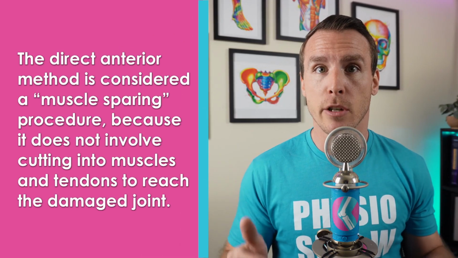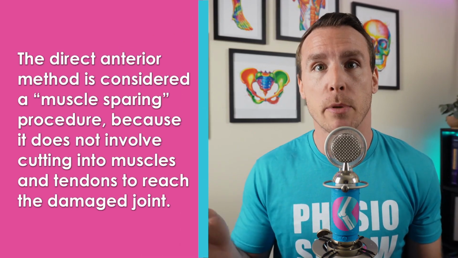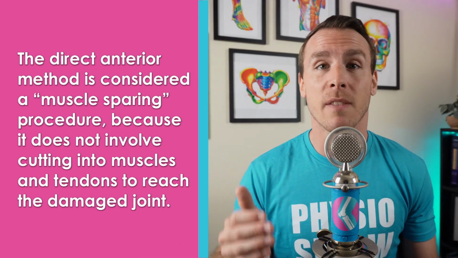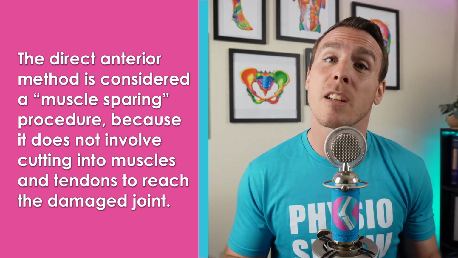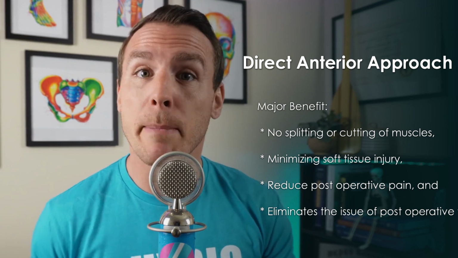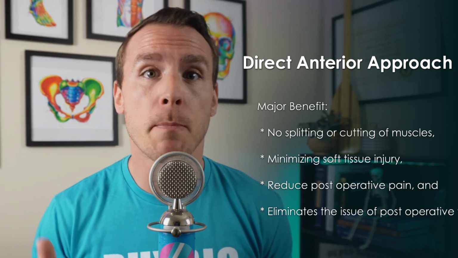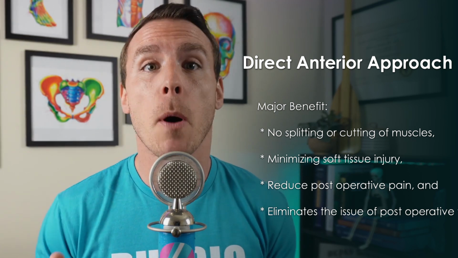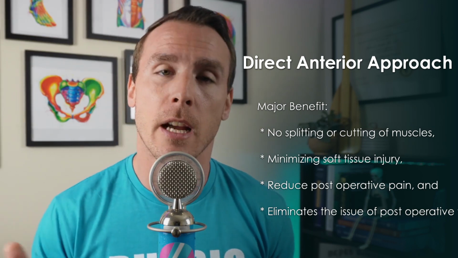So the direct anterior method is considered a muscle-sparing procedure because it does not involve cutting into muscles and tendons to reach the damaged joint. Instead, the surgeon gently pushes the groups of muscles and ligaments aside, inserts the implant, and then moves them back to their proper position. So the major benefit of this procedure is that there is no splitting or cutting of muscles, minimizing soft tissue injury, which helps reduce postoperative pain and eliminates the issue of postoperative weakness that occurs in the other approaches mentioned.